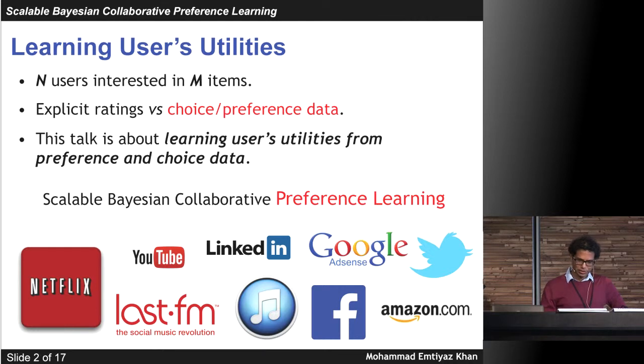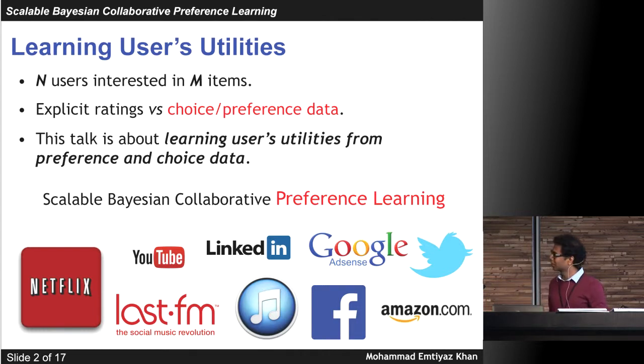But what is more common in practice is that we might have indirect observations about users' interest in the items. A user might show her interest by clicking or buying an item more than other items, or she might just listen to some songs more than other songs. This kind of data in the literature is referred to as implicit feedback data, and I'm going to call it choice or preference data in this talk. So this talk is about learning users' utility from preference and choice data. That's where this preference learning comes from.